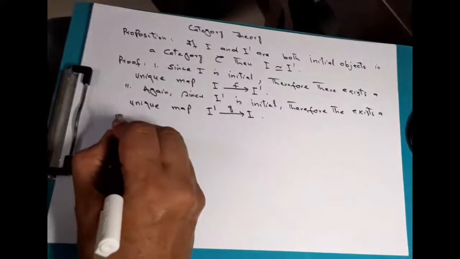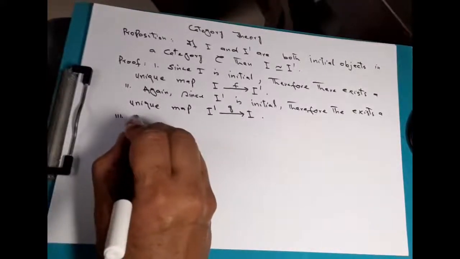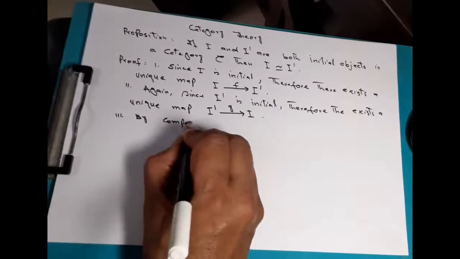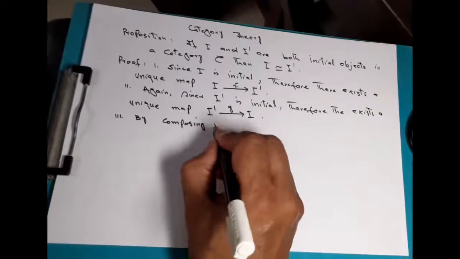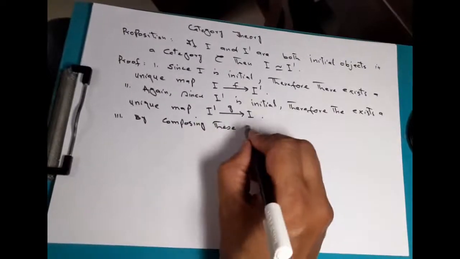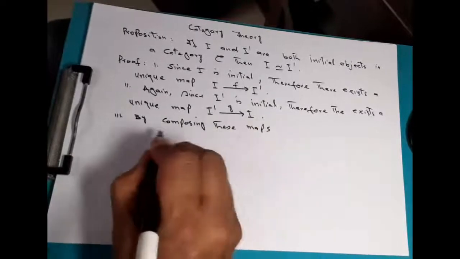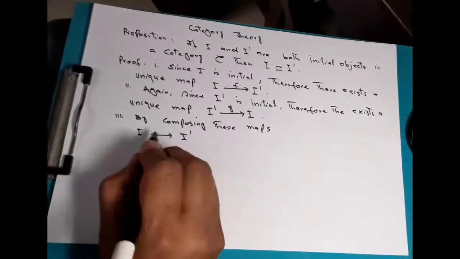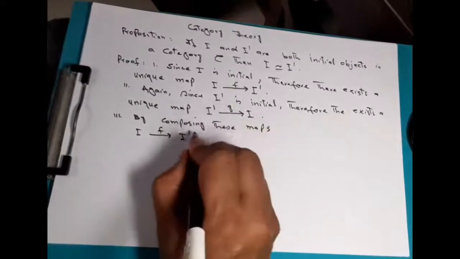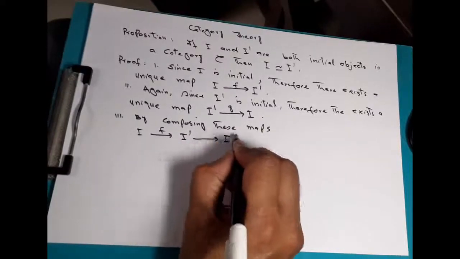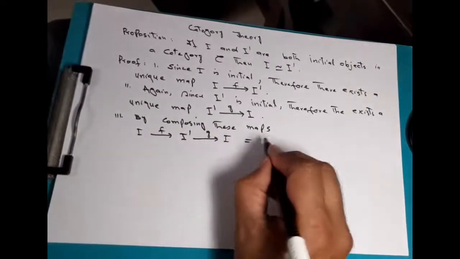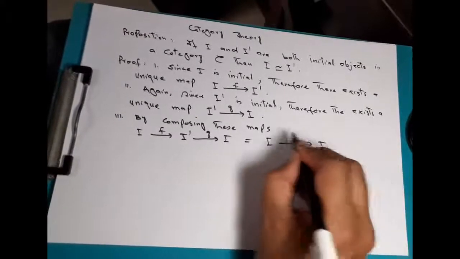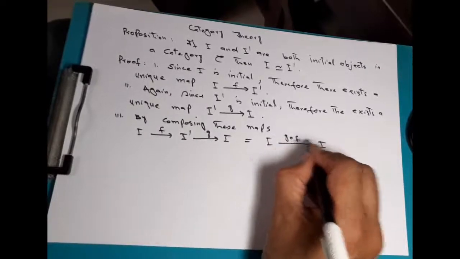So we compose these two maps. We have map from I to I dash. This is map F. Then we have map from I dash to I. This is map G, and we compose these two maps and we obtain a map from I to I. This is G composed with F.